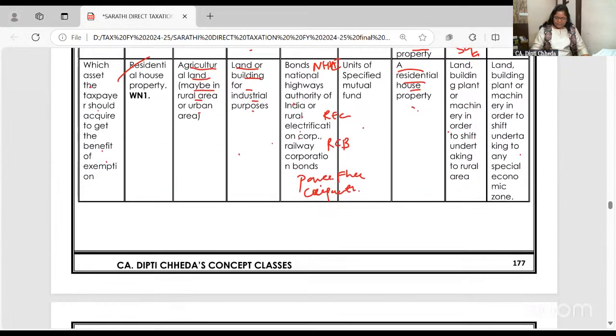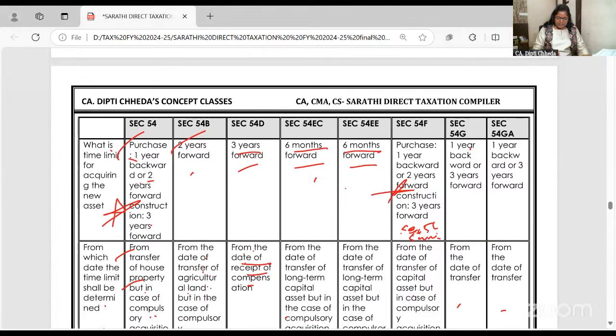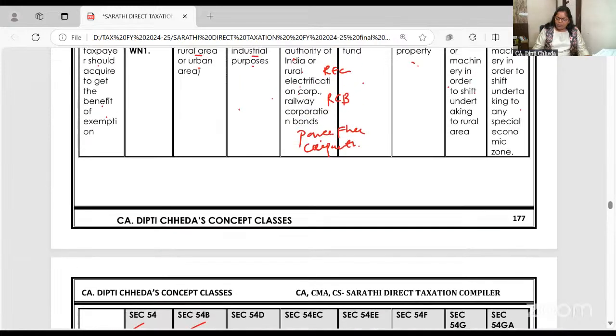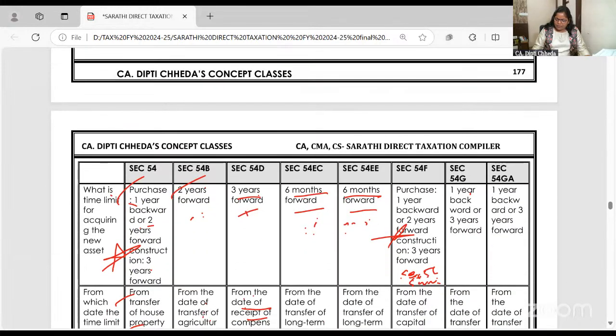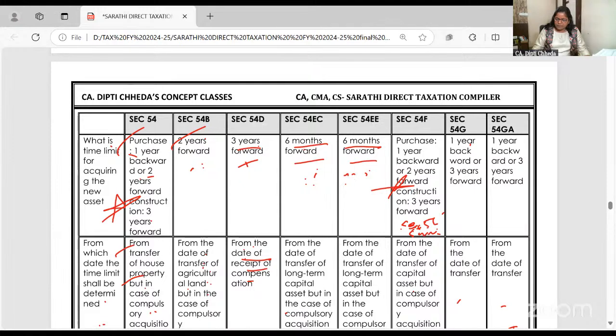Right. The time limit is always for purchase and construction 2 years and 3 years, and otherwise for purchase of agricultural land and industrial and all, it's 2 years and 3 years. For bonds and mutual funds, the purchase time is only 6 months. For the rest all, it is the same. See, here 1 year backward, 3 years forward. Here 1 year backward, 2 years forward, 3 years for construction. For all of these it is 3 years.